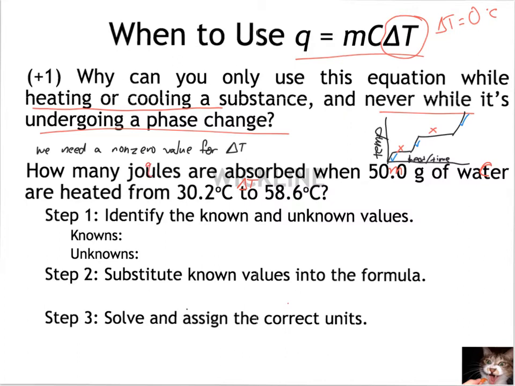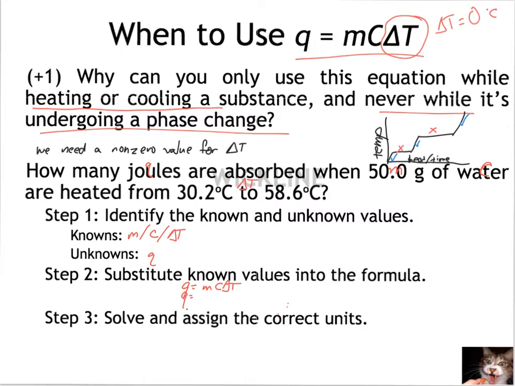All right, identify the known and unknown values. The things we know are M, C, and delta T. And the thing we don't know is Q. That's good, because in algebra, you're only really supposed to not know one of the things. All right, and then we need to substitute known values into the formula. So Q equals M C delta T, right? So we're going to put in the values that we know.